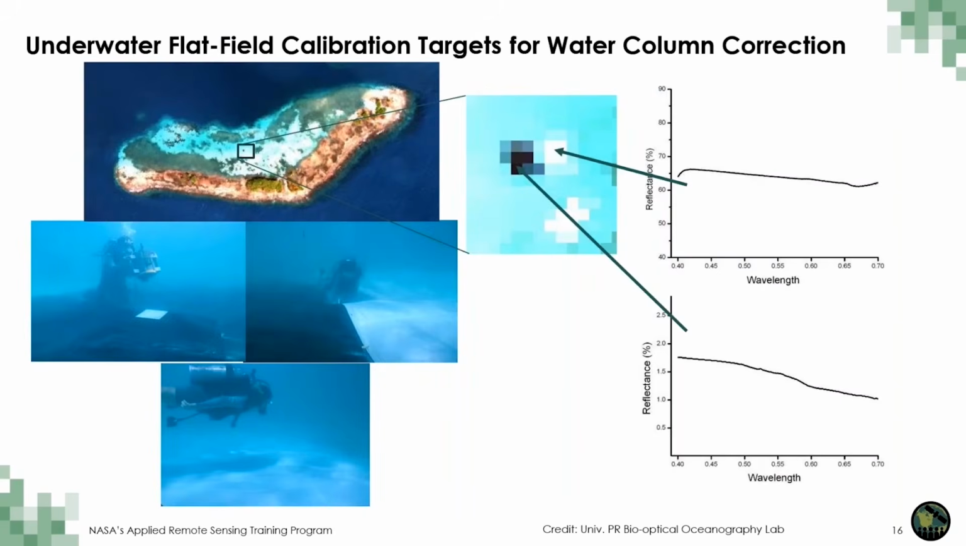Now, in this case, the University of Puerto Rico, particularly the Bio-optical Oceanography Lab team, used black and white waterproof tarps that they located in different parts of the reef, and then they collected spectral data with the same spectral radiometer that I mentioned before, the GER 1500, for water column correction here. This is a very tedious task, and it took a lot of manpower hours to do it.